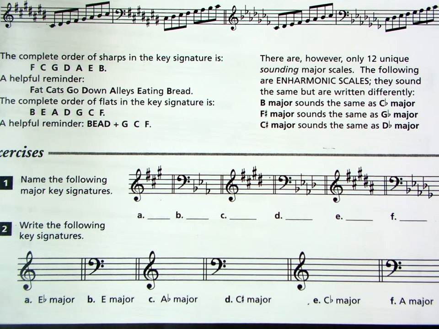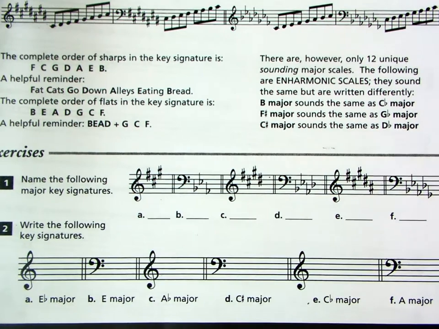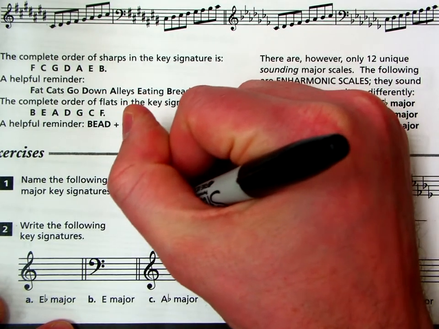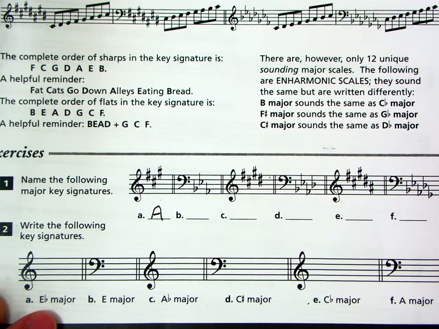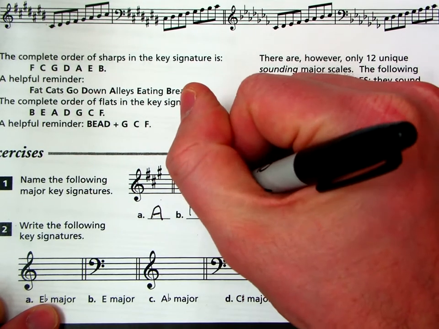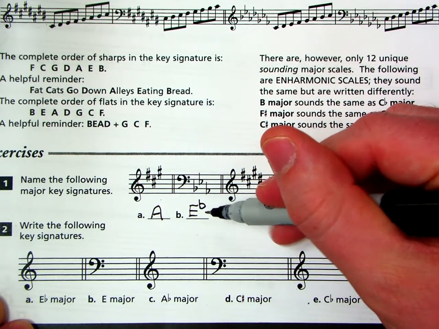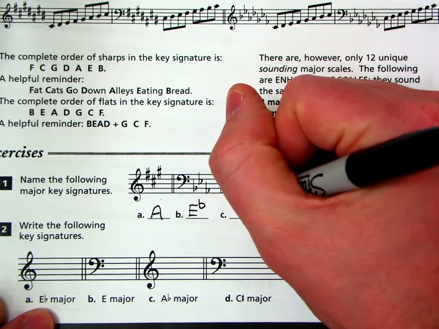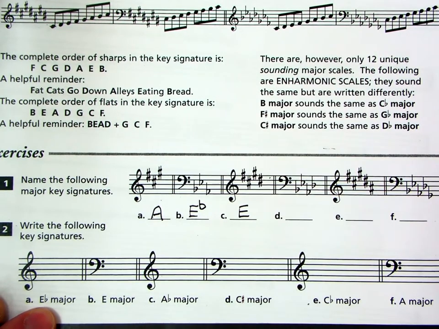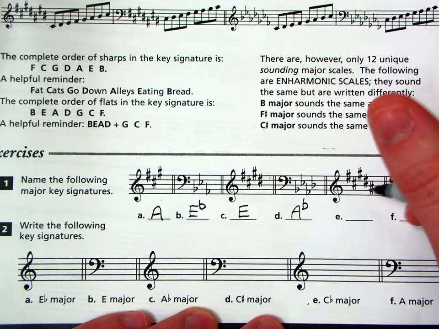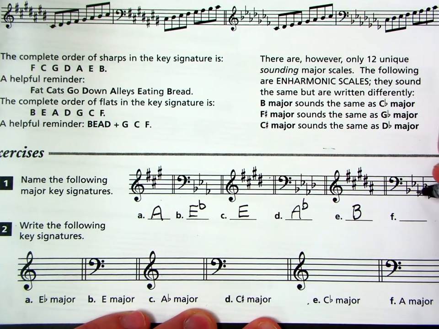All right, question 1 says to name the following major key signatures. So, 3 sharps here for the first one. If we look up above, that is the key of A. Key of A, right? So we just write that down, key of A. 3 flats is the key of E flat major. Remember, when you're writing the accidental, it goes after the note whenever you're writing the note out like this. 4 sharps is the key of E. 4 flats is the key of A flat. 5 sharps is the key of B. And 5 flats is the key of D flat.